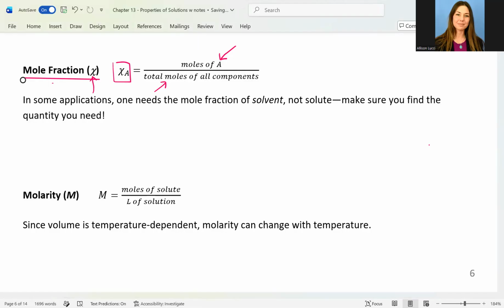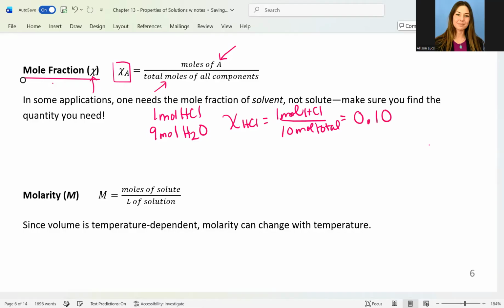So we can make an example here, and we could have 1 mole of HCl, and we could have 9 moles of H2O in our solution, in our sample. Now, say we want to find the mole fraction for HCl. We would do 1 mole of HCl divided by 10 moles, right? The total moles of everything in our sample. So this is going to be a 0.10 mole fraction for this HCl.